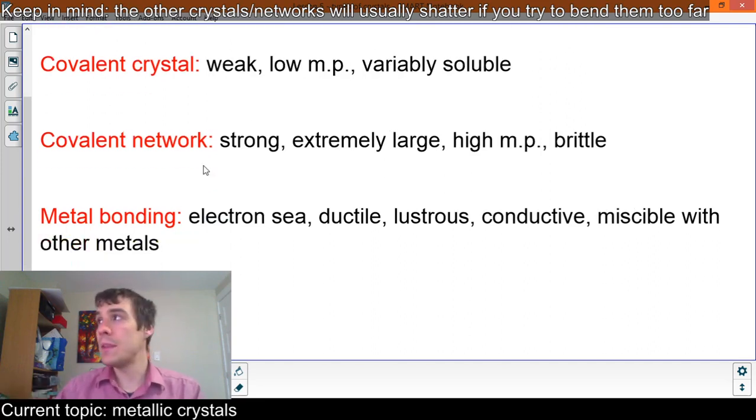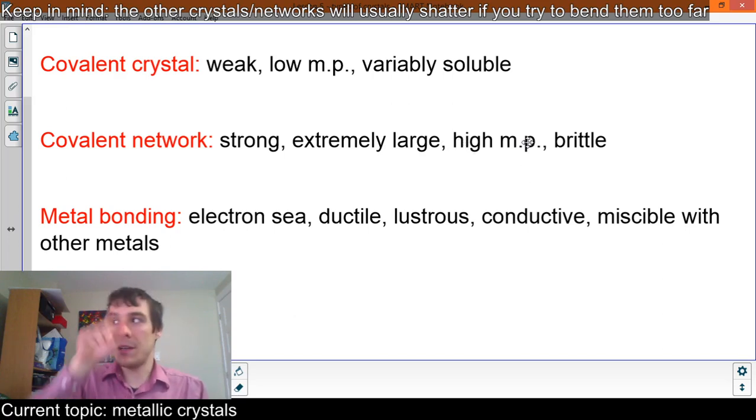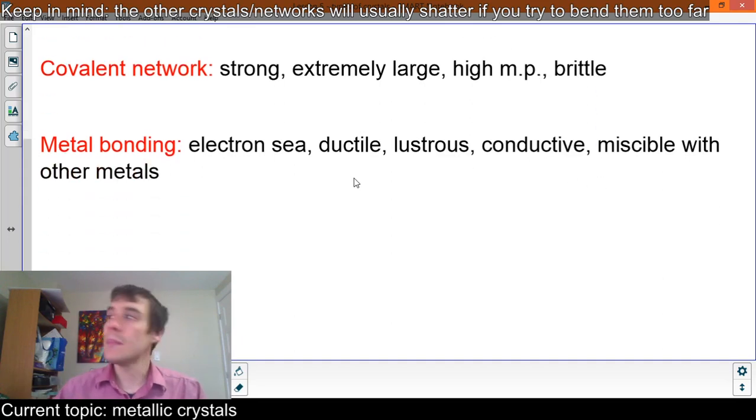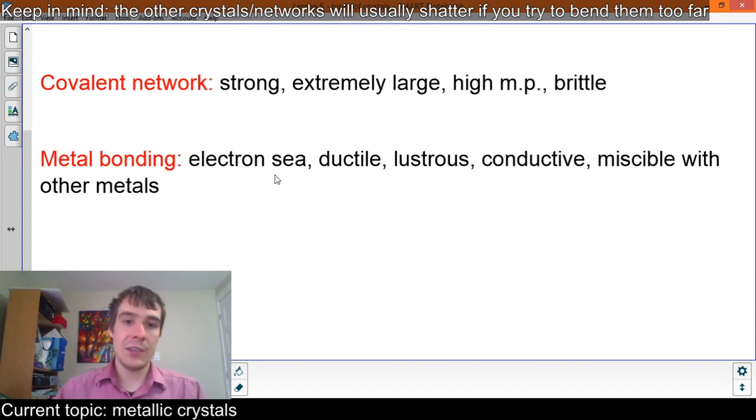molecule you have. Covalent network is very strong. It's an extremely large molecule. Like I said, this thing is just one gigantic molecule, billions, trillions, quadrillions of atoms. That's probably on the low end. They have a high melting point because it's just a bunch of individual bonds, but they are also very brittle because they have a regular structure. Then metal bonding has that electron sea model, and they have all these weird properties because of it.